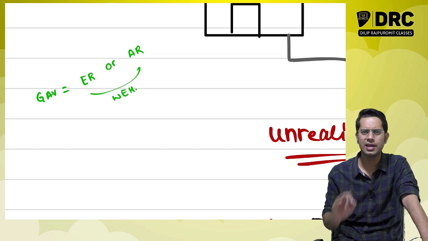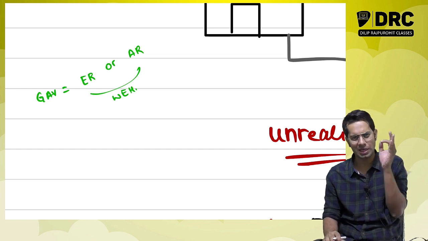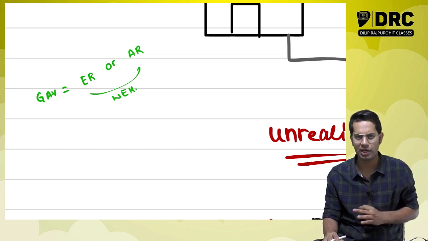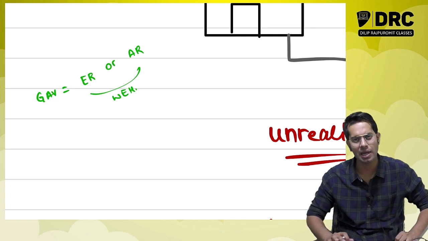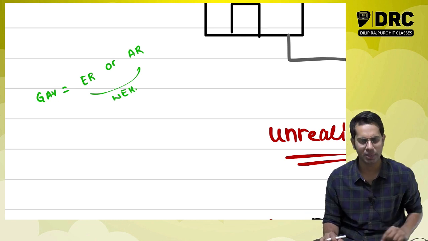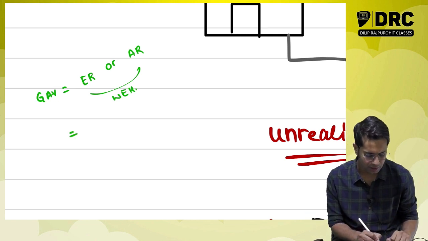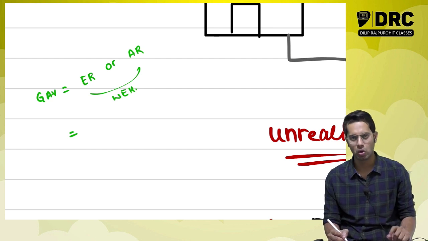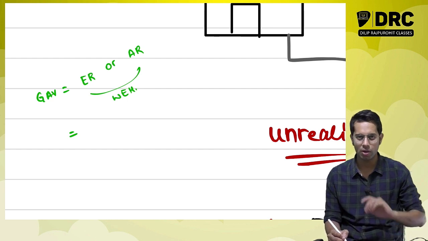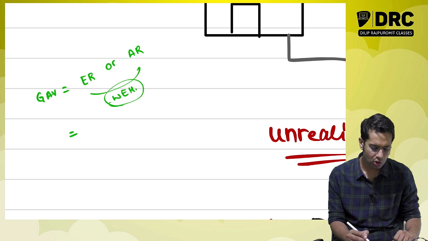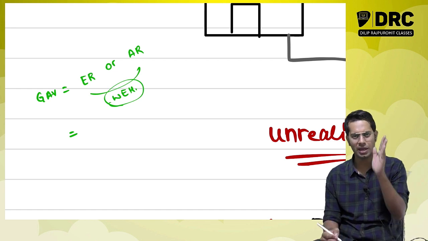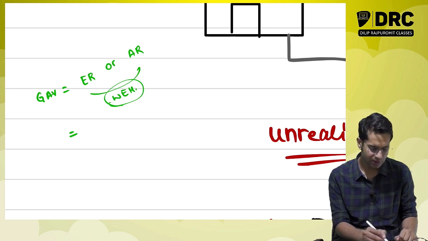Whenever there is a vacancy, when your property is vacant, you are required to do the same thing. You are required to compute the gross annual value. Gross annual value is nothing but expected rent or actual rent, whichever is higher.